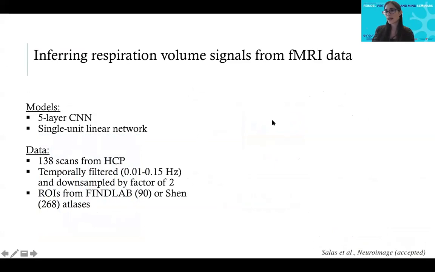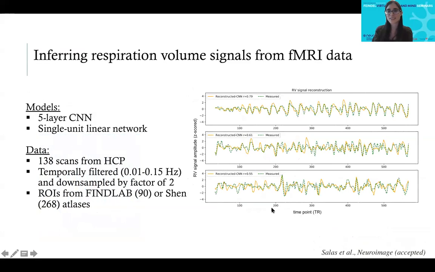To show some of the results, these are three different scans that were selected based on their goodness of prediction. The top one is a really good one. The green waveform is the measured respiration signal, and the orange is the reconstructed one, in this case from the convolutional neural network. This was for a good one. This was a medium case, and this one was not a good prediction. So there's a range that we see.